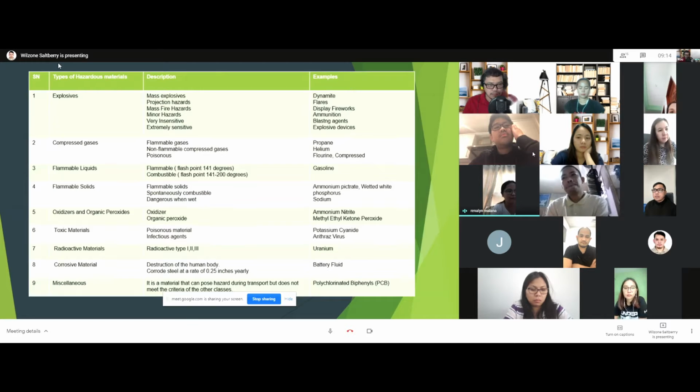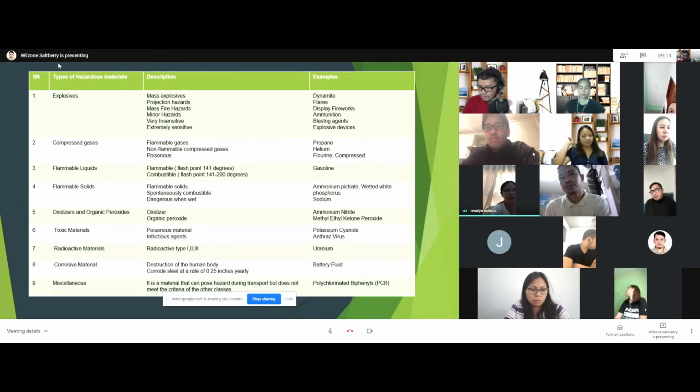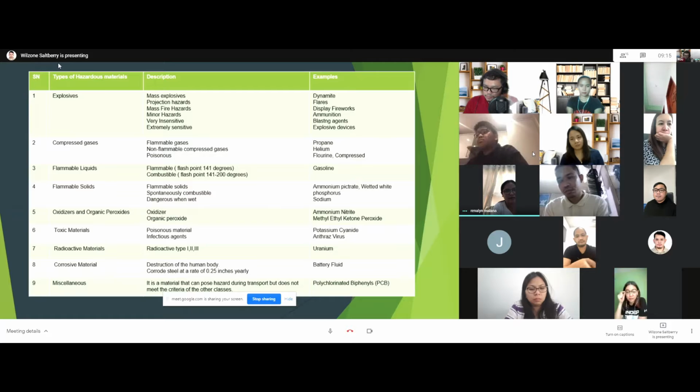Second is the compressed gas. These are gases which are highly flammable or non-flammable compressed gases, poisonous. Examples of this are propane, helium, and fluorine. Third is flammable liquids. First is the flammable, with a flash point below 141 degrees, and combustible, with a flash point of 141 to 200 degrees. An example of these is gasoline.